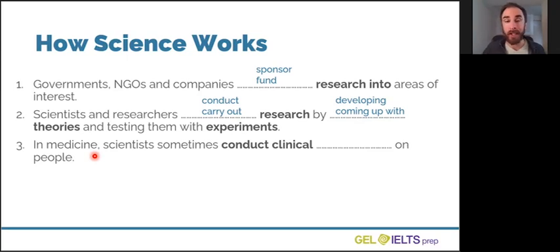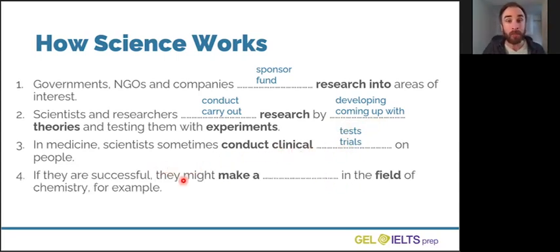The correct answer is trials, clinical trials. In medicine, scientists sometimes conduct clinical trials on people. We could also say clinical tests, but again, trials is a more common collocation. Number 4, look at the next question below this video and can you write the word which completes sentence number 4?